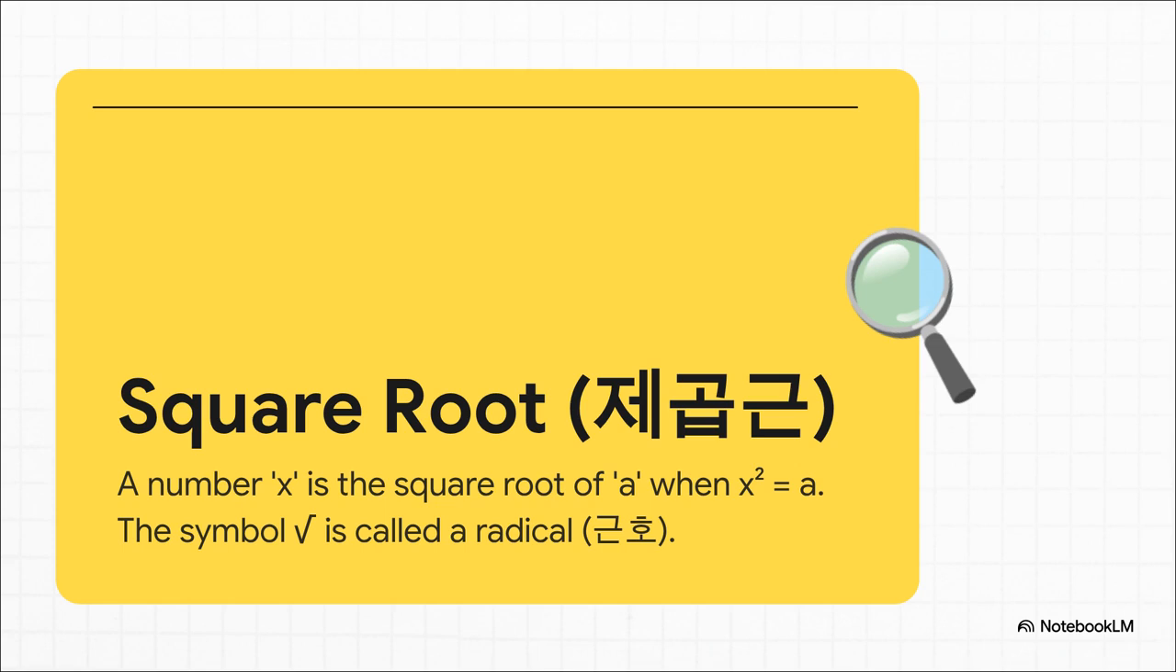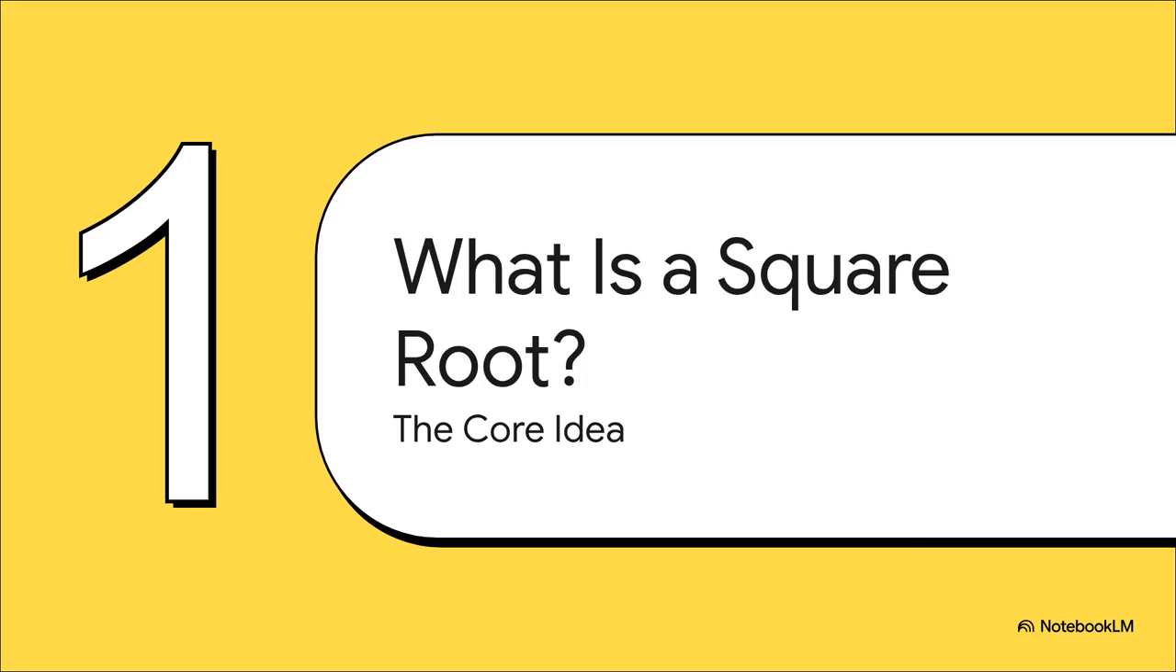The definition is actually pretty simple. It's just the reverse of squaring a number. The square root of a is just whatever number, when you multiply it by itself, gets you back to a. And we use this cool symbol called a radical to write it down. So the answer to our puzzle? It's simply the square root of 2. Now, to really wrap our heads around this, we first need to get a handle on its fundamental identity. What is this thing really?